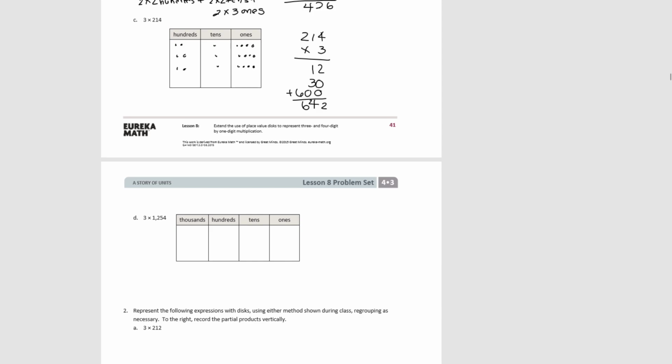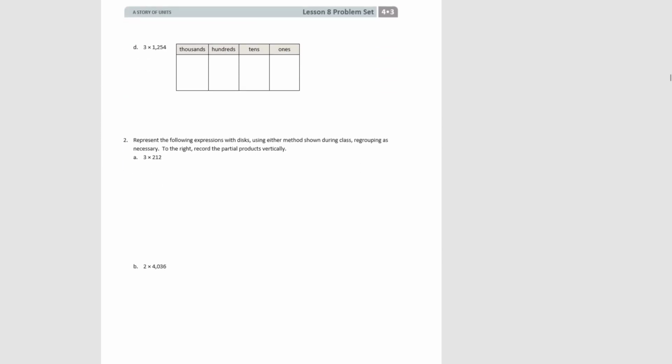Then we're going to check on our place value chart. We have 12 ones. We know we can regroup 10 of them to a 10, which leaves us with 2 ones. And now we have 4 tens, which is 40. And we have 600s, which is 600, which also gives us 642. Okay, pause the video and try D.